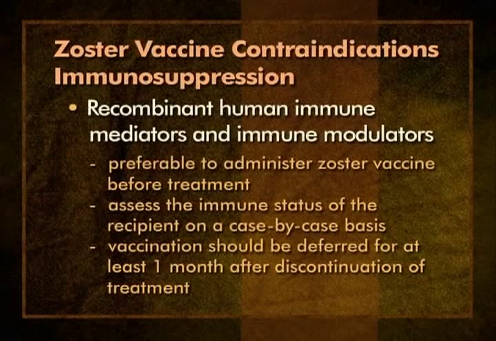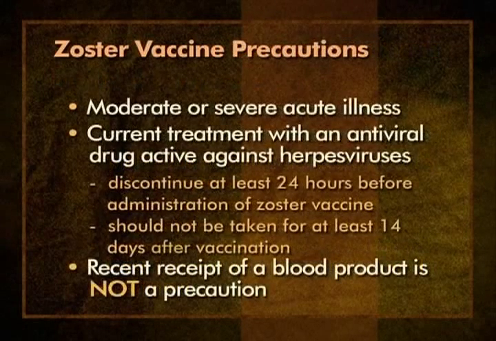Otherwise, vaccination with zoster vaccine should be deferred for at least 1 month after discontinuation of treatment. As with all vaccines, moderate or severe acute illness is a precaution to vaccination. Current treatment with an antiviral drug active against herpes viruses, such as acyclovir, famciclovir, or valacyclovir, is a precaution to vaccination. These drugs can interfere with replication of the vaccine virus.